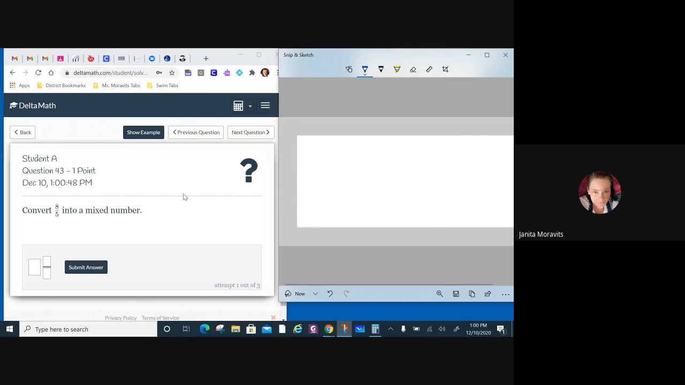All right, question number 43. Convert 8/5 into a mixed number. All right, so this time we're going from an improper fraction to a mixed number. We have 8 over 5.